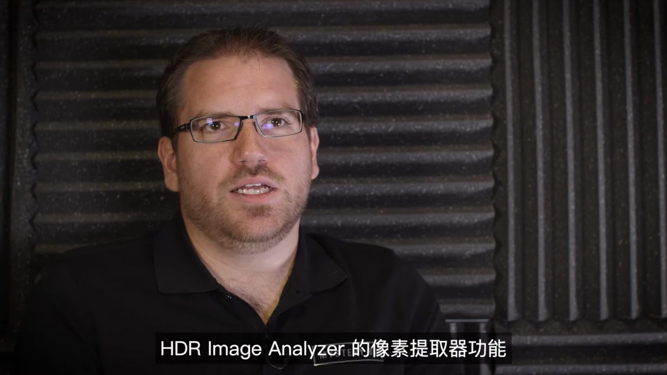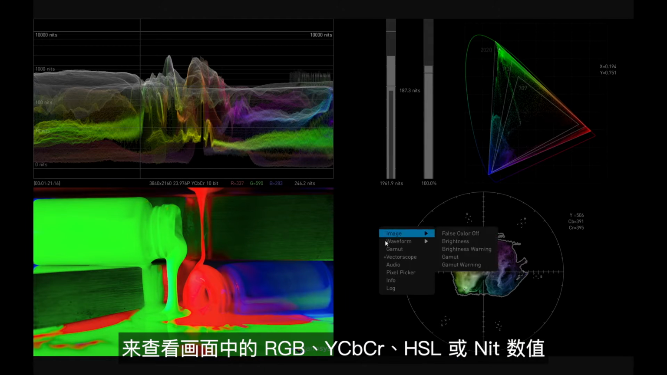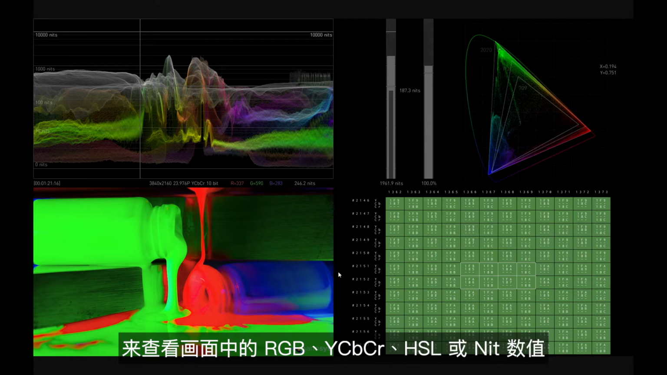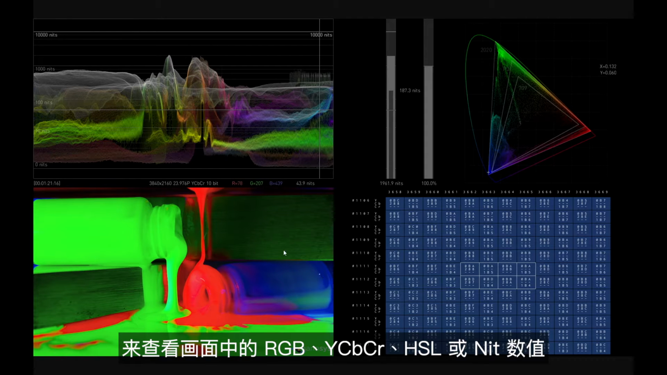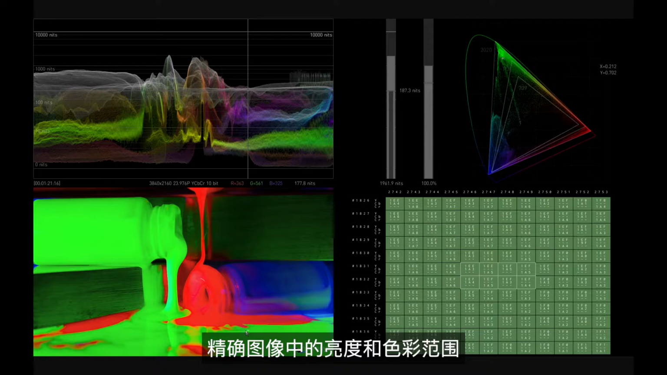The HDR Image Analyzer's pixel picker allows you to select a specific pixel and then see what its RGB values, its YCBCR values, or HSL values, or nits values are, so that you can determine at a pixel by pixel level exactly what brightness is, exactly what color ranges are within your image.